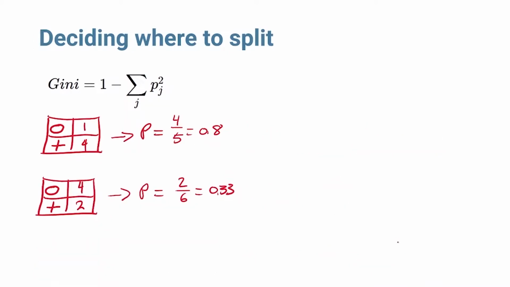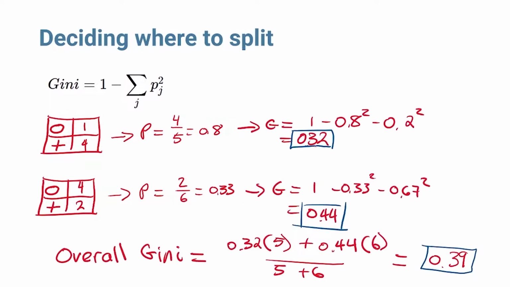Now let's review the second split, which we knew was better. So this has a p of 0.8 and a p of 0.33. You calculate these Gini values, you get 0.32 and 0.44. Now to get an overall Gini for both splits, you simply take the weighted average, where the weights are the number of observations that are in that region. So the first region had 1 plus 4, or 5 observations, and the second had 4 plus 2, or 6. So the weighted Gini comes out to be 0.39.